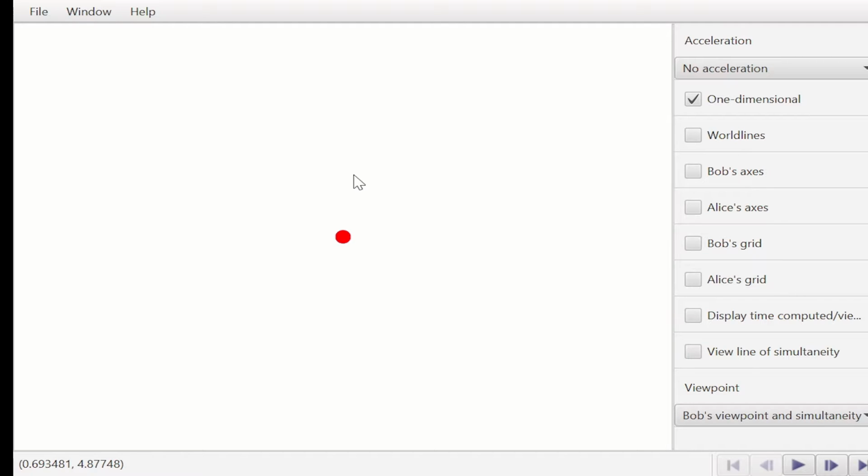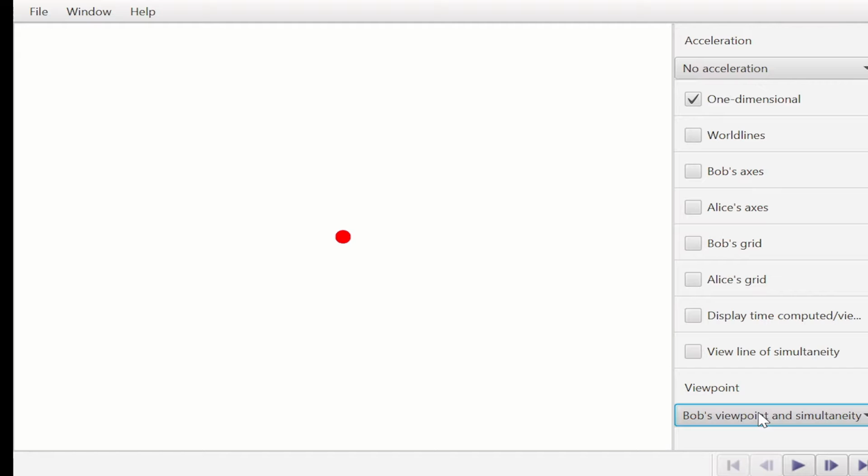Then Alice flies off at 80% the speed of light for 4 light years. Then she turns around and comes back at the same rate. So let's see what that looks like from Bob's point of view. So there's Alice, the red dot, and she moves away, and then she moves back. And that's it.